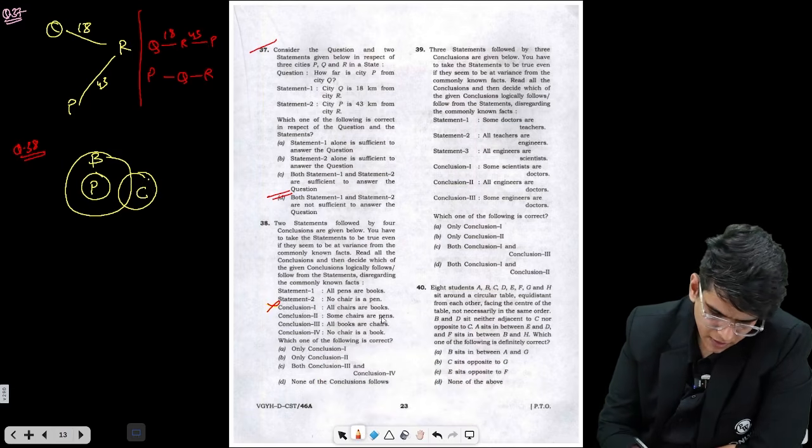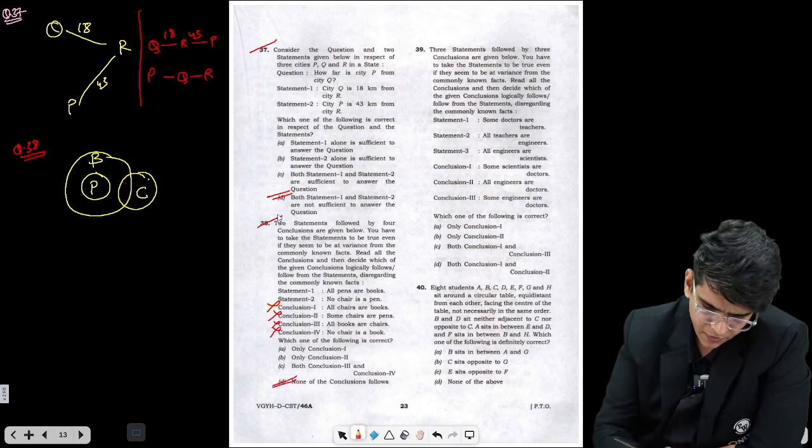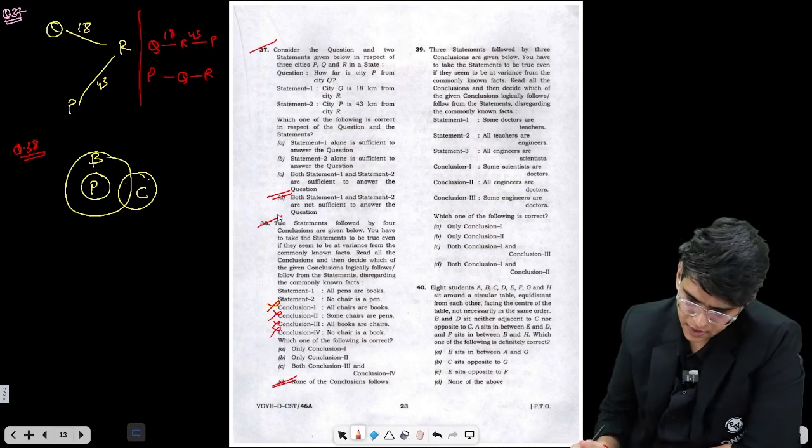Some chairs are pens. Not necessarily wrong. All books are chairs. All books are not chairs. Wrong. No chair is a book. We can see some chairs can be books. So this is also wrong. So none of the conclusions follow. Option D. Done. Simple.